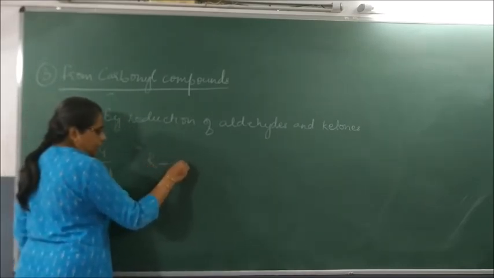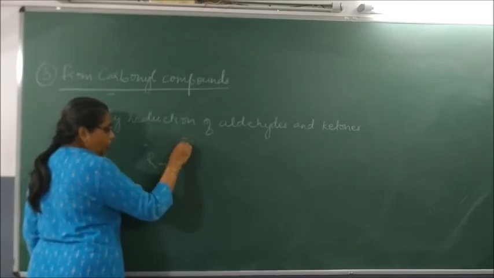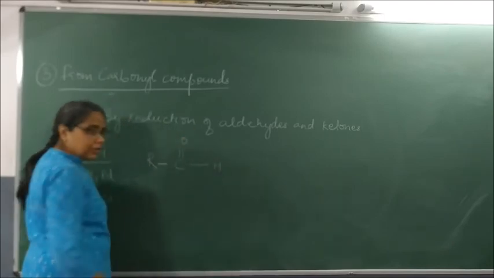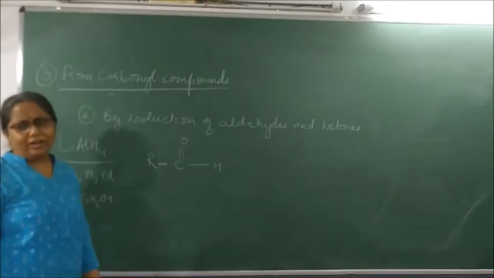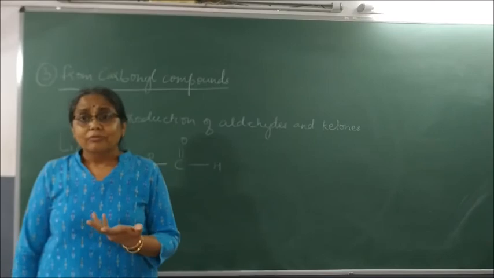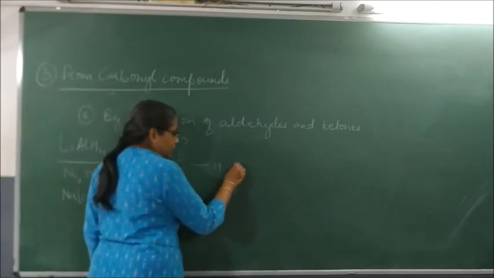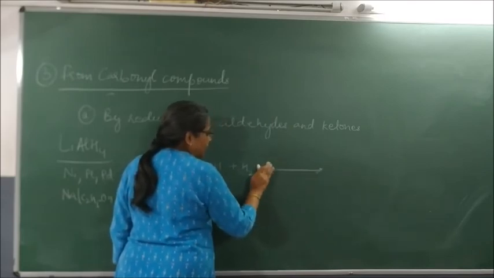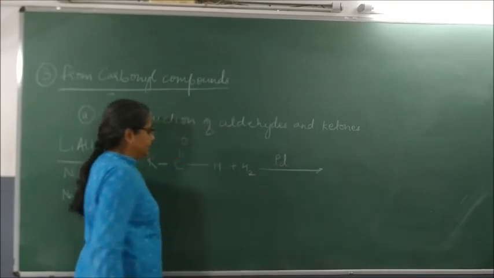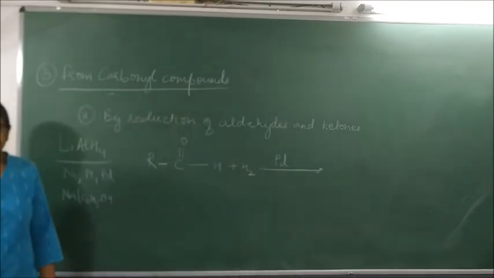So let us understand. Aldehyde: R, C double bond O, and H. Correct? Reduction means addition of hydrogen. In presence of nickel, palladium or platinum, what will it form? I need an alcohol. What will it form?